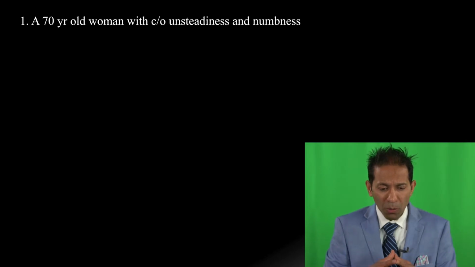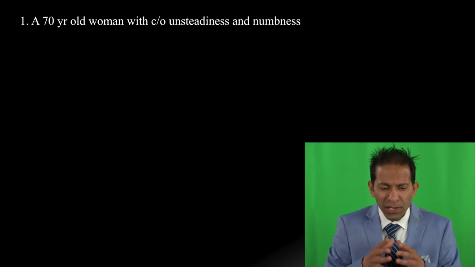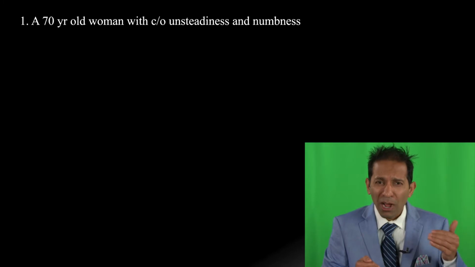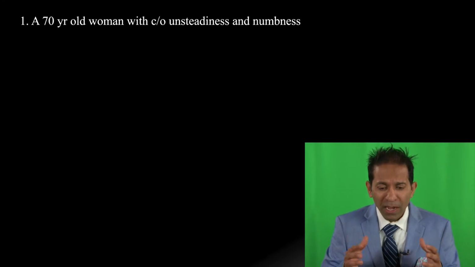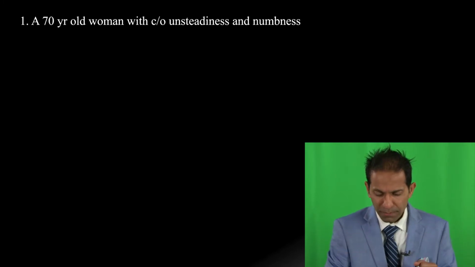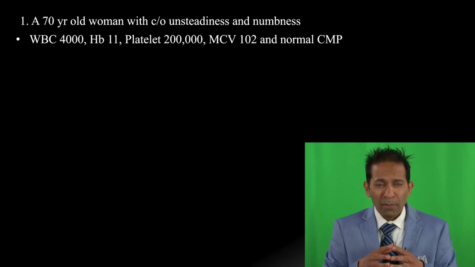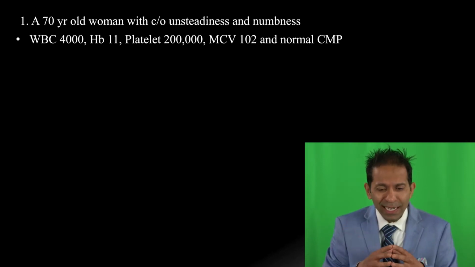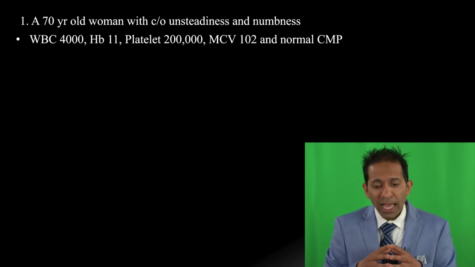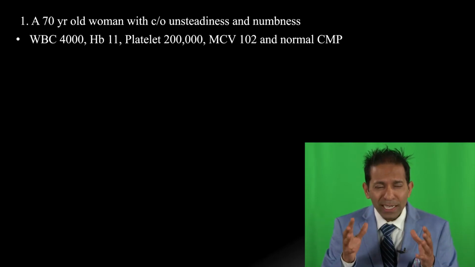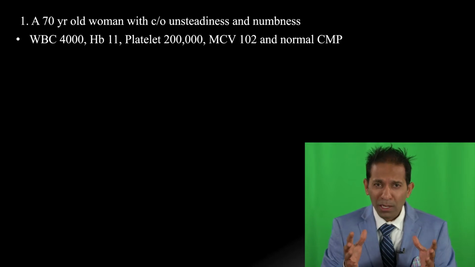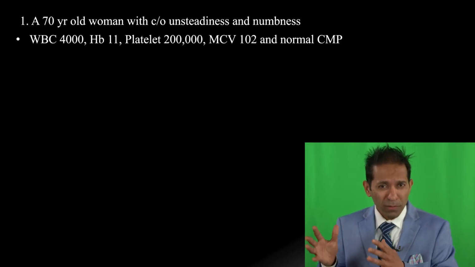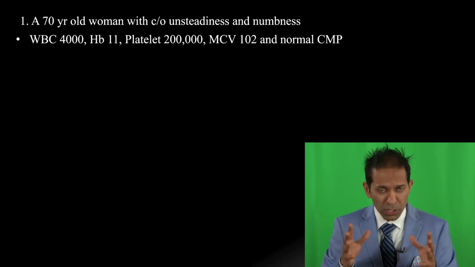I have question number one. A 70-year-old woman comes to your office with a chief complaint of unsteadiness and numbness. You do a workup: her white cell count is 4000, her hemoglobin is slightly low at 11, her platelet count is normal, her MCV is slightly high at 102, and her complete metabolic profile is normal: her sodium, potassium, calcium, liver function, kidney function, and blood glucose are normal.